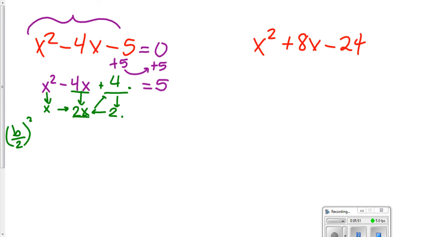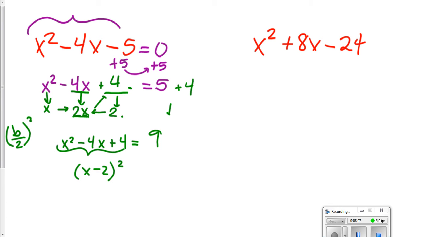So I'm taking my b term, cutting it in half, and then squaring it. Well, if I'm going to add a 4 right here, I have to add a 4 over here. I have to keep the equation balanced. So let me rewrite to clean it up a little bit. 5 and 4 right here makes 9. Okay? So now, cool, this is a perfect square trinomial, which is just x minus 2 all squared.